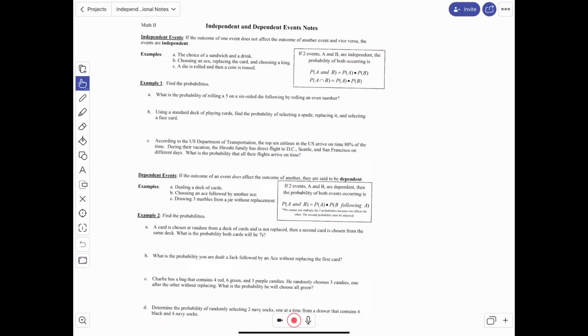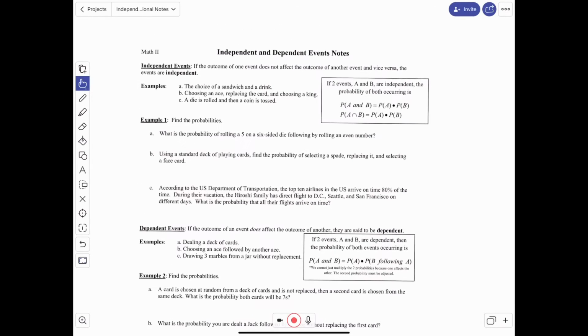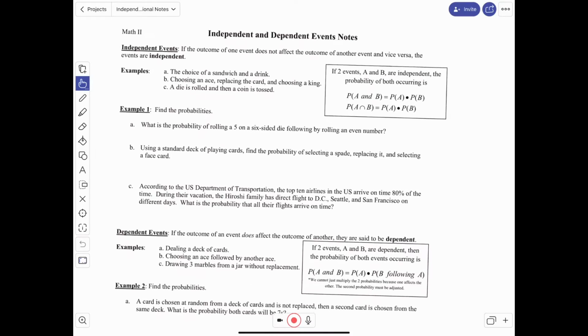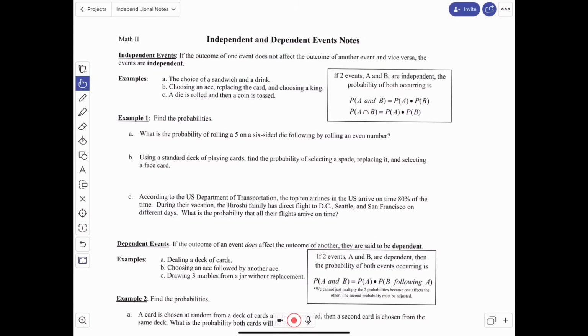Independent and dependent events. So this is another one of my favorite sections because when you're calculating probability, it's just another thing that you can apply to real events, you can apply to the real world. So independent events would be that if the outcome of one event does not affect the outcome of another event, or vice versa, the events are independent.